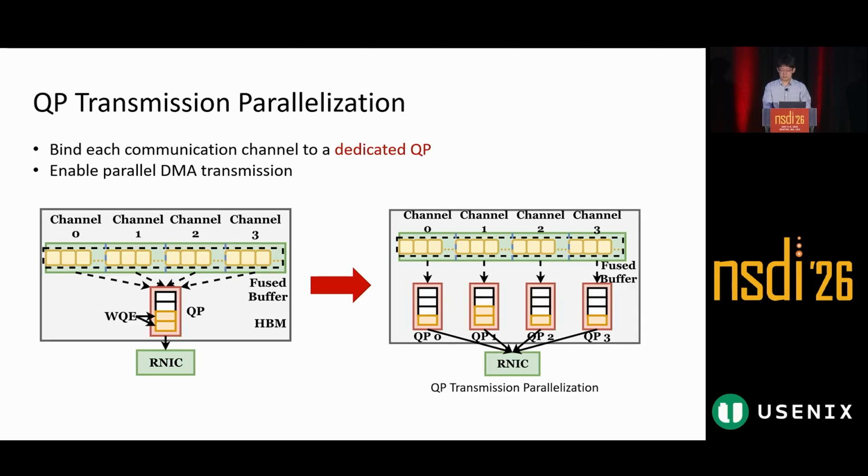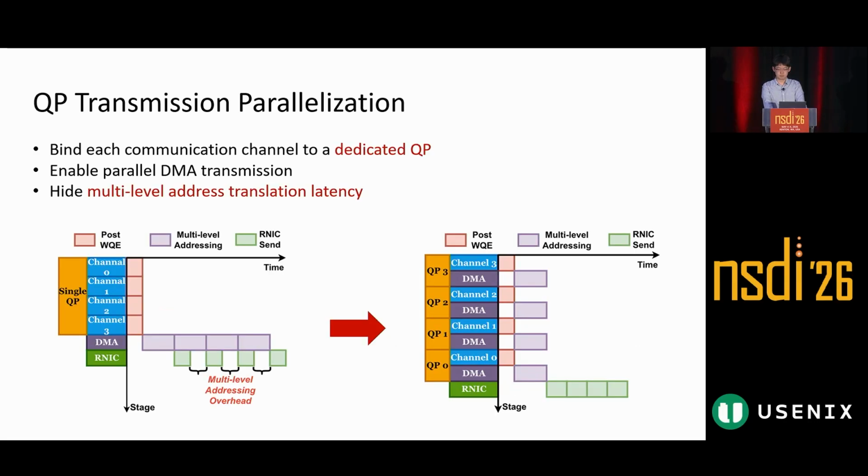The second optimization is QP transmission parallelization. Existing systems often use multiple communication channels, but bind them all to a single queue pair. That forces serialized processing inside the RNIC. SwiftEP instead binds each channel to a dedicated QP. Then multiple DMA transmissions can progress in parallel, and the latency of address translation can be hidden across QPs. This is especially helpful once the fused buffer makes the address translation more expensive.